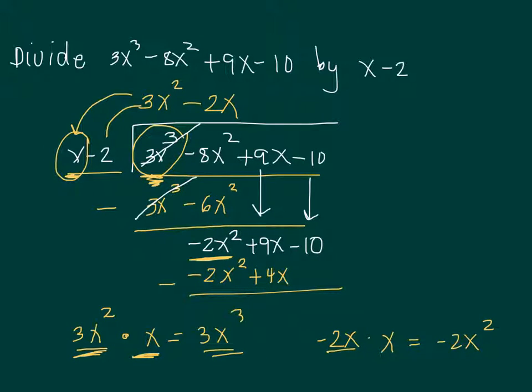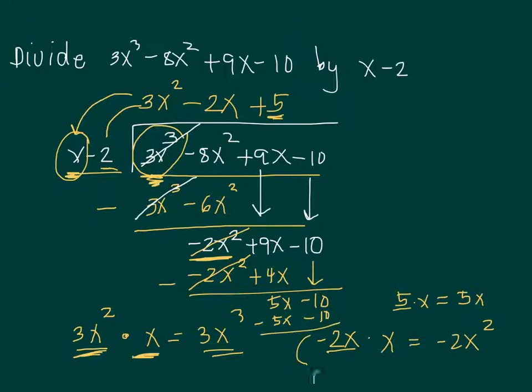So when you subtract, negative 2x squared minus itself will be 0. 9x minus 4x is 5x, and then bring down minus 10. Finally, think of something you multiply to x to get 5x, so that means you're just missing 5. So I have 5, so plus 5, and then multiply it to x minus 2. 5 times x is 5x, and then 5 times 2 is 10, and then you subtract, and then you will get the remainder 0. Okay?